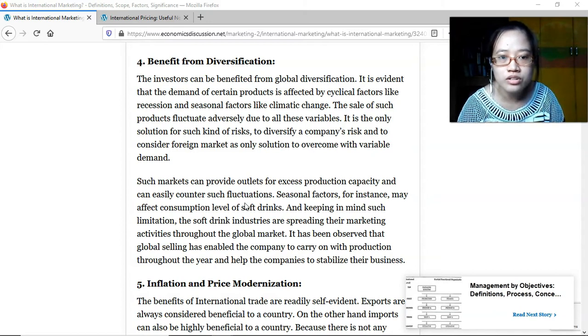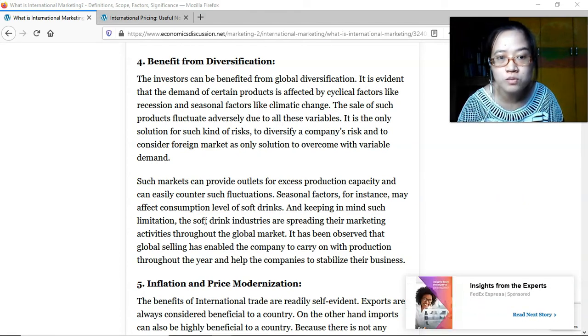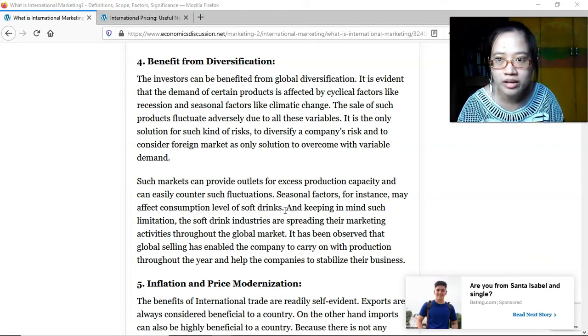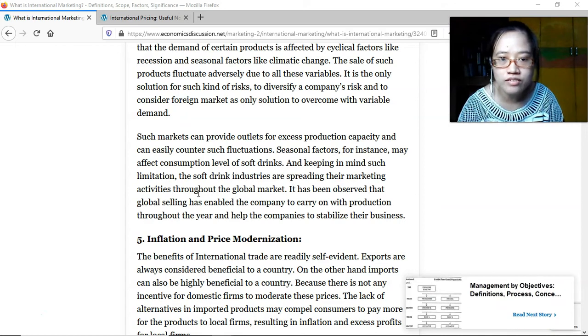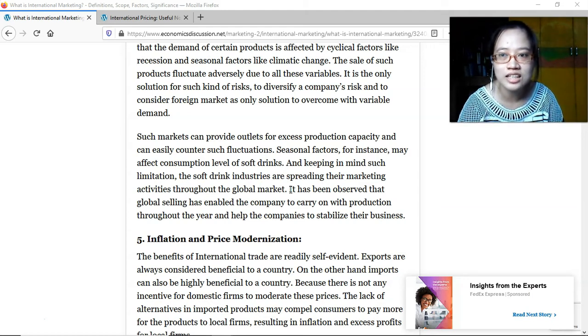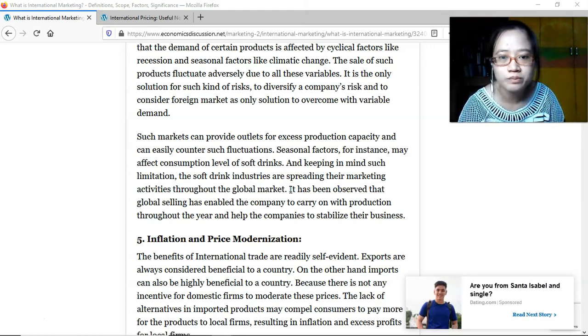Can easily counter such fluctuations. Seasonal factors, for instance, may affect consumption level of soft drinks. Normally, you drink them when the weather is hot, but during cold days, no thanks. And keeping in mind such limitation, the soft drink industries are spreading their marketing activities throughout the global market. They do well in countries like the Philippines because we are tropical countries. Normally, we only have summer and rainy season, but we don't have winter, right?